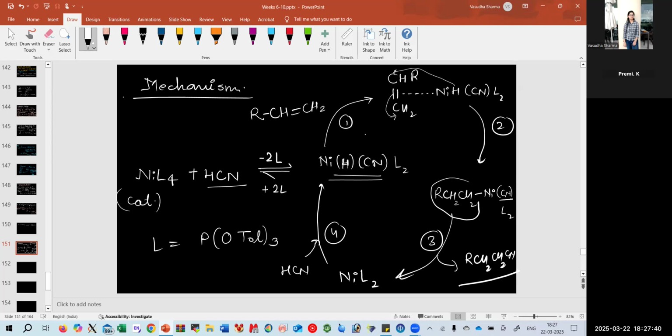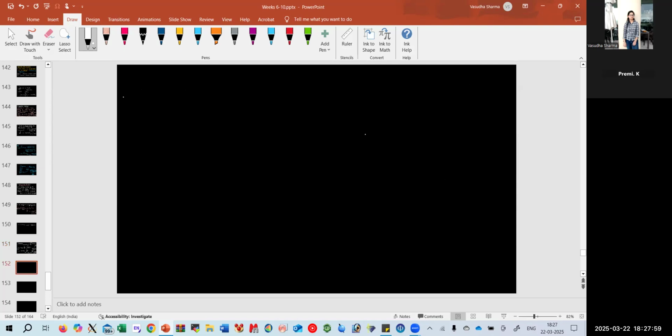Or you can consider it as the first oxidative addition, but that's not a part of it. If you consider this one also, at the first step you need to lose 2 ligands, and then with HCN the oxidative addition will happen. So depending upon from which step you are starting, the series of steps would change. So, understanding it in a better manner, this particular cycle of hydrocyanation involves the following steps.